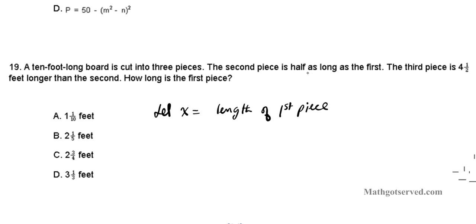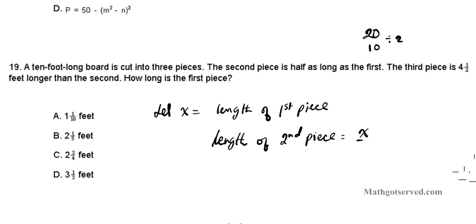So if x is the length of the first piece, then the second piece is half as long. Okay. So the length of the second piece is going to be what? Half as long. What does half as long mean? If the first piece were 20 feet, for example, the second piece would be 10. How do you do it? You divide by 2. That's what half as long means, right? So the first piece is x. The length of the second piece is going to be x divided by 2.